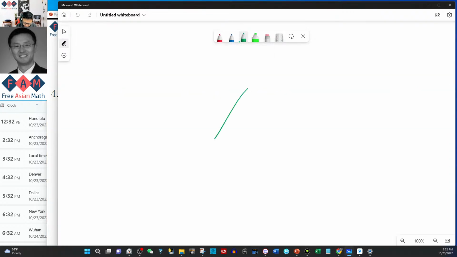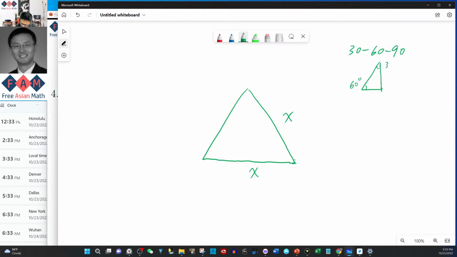So we have an equilateral triangle. We say the side length is x. So now we want to know the area. How do we do it? Well, remember last time we talked about all the common triangles that are kind of special, right? We have the 30, 60, 90 triangle, in which we know some special properties. This is 60 degrees, this is 30 degrees, and this is a right triangle, 90 degrees.